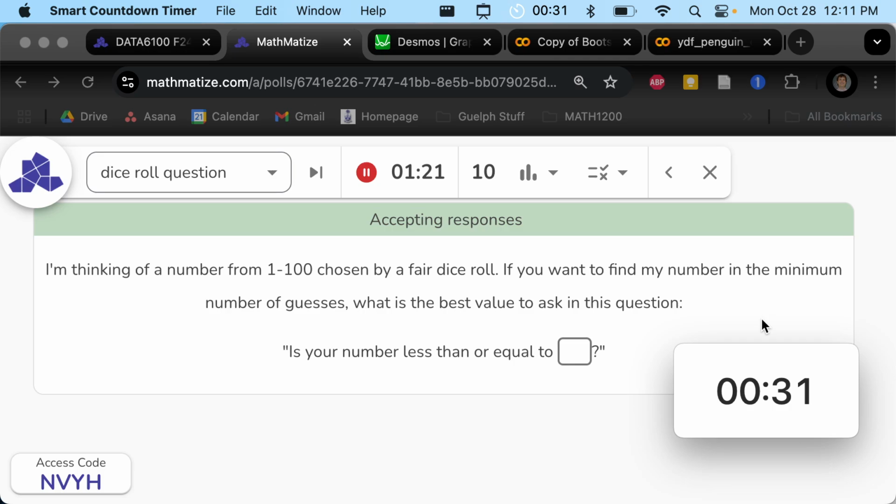Okay, 30 seconds left. Put in your guesses of what to ask me about this dice. And if you understand how this works, you will understand vaguely how the trees work, right? The trees do exactly this. They figure out what is the best question to ask, and then they do that.